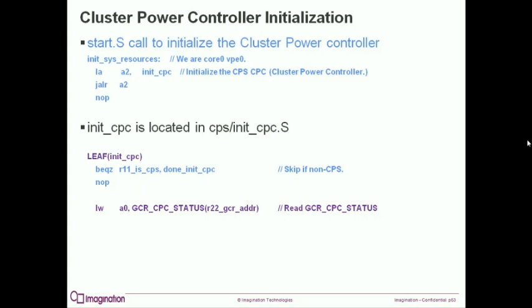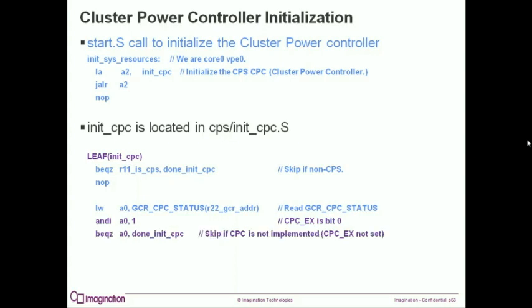There is only one field in the cluster power controller status register called CPC-EX, and if that bit is set, then the CPC is connected to the CPS. The code singles out bit 0 of the GCR CPC status value. If it's 0, then there is no CPC and it branches around this code and returns to the initialization function. In the branch delay slot, we ensure GPR30 is cleared to indicate we don't have a CPC.